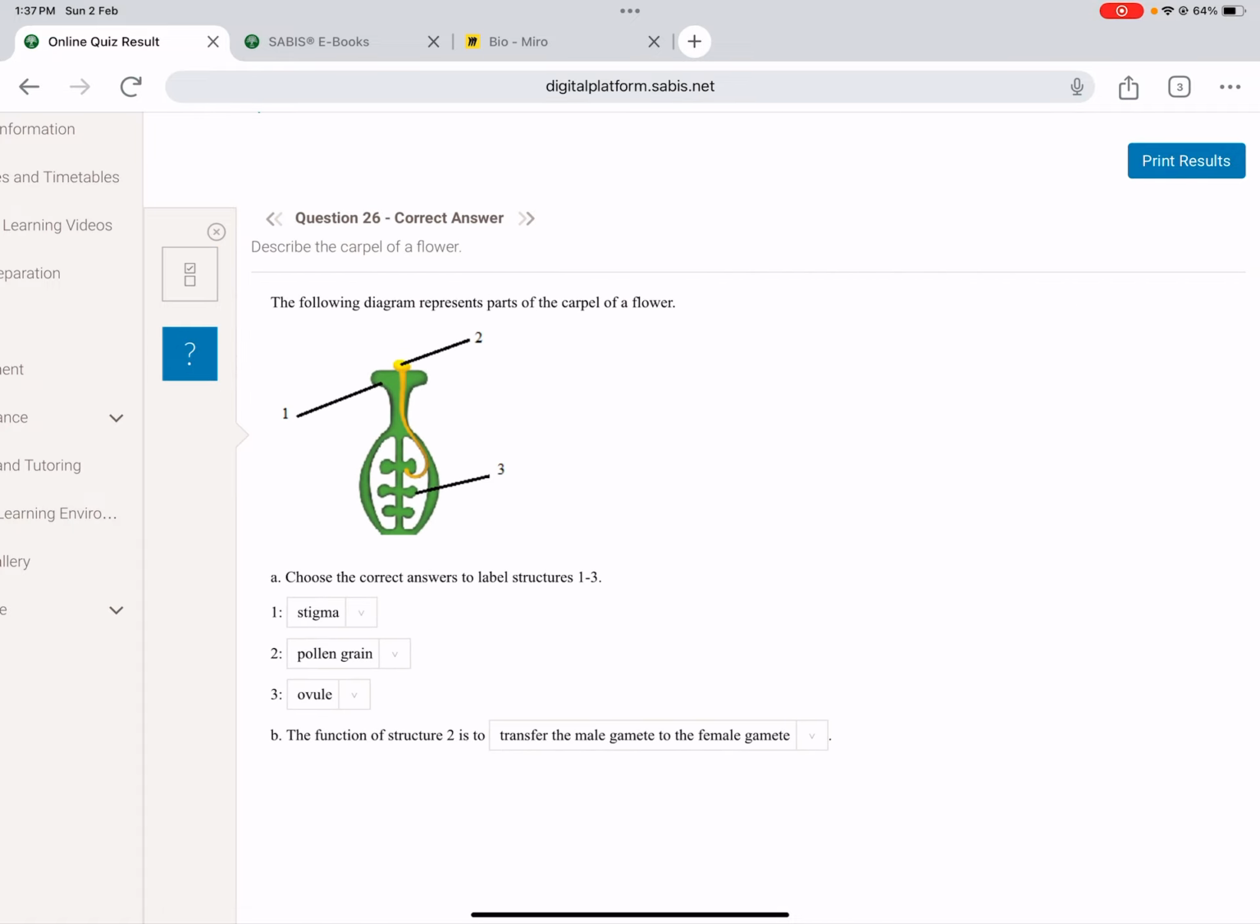Okay, this is the process of fertilization. We said the pollen lands. So 2 is the pollen grain, 1 is the stigma. The pollen lands on the stigma. We have a pollen tube that forms into the ovule. The function of structure 2 is to transfer the male gamete to the female gamete.